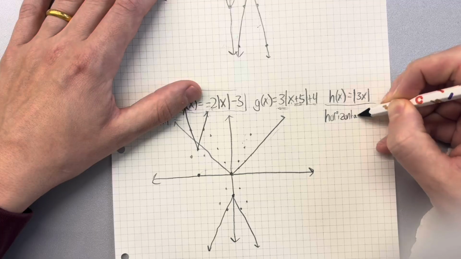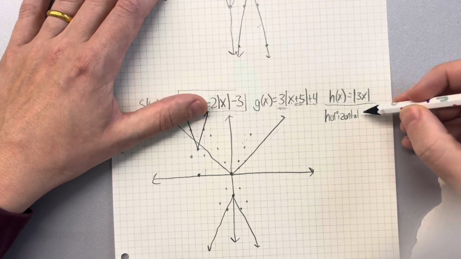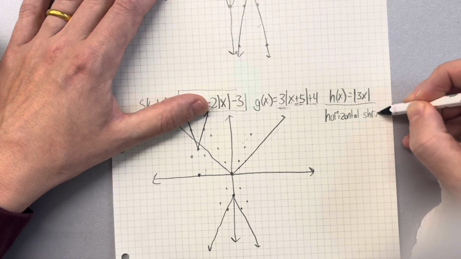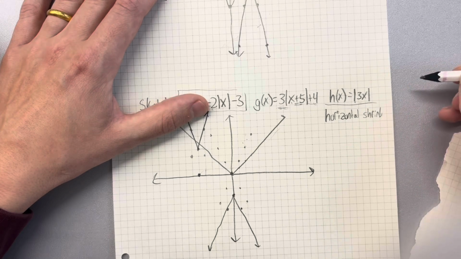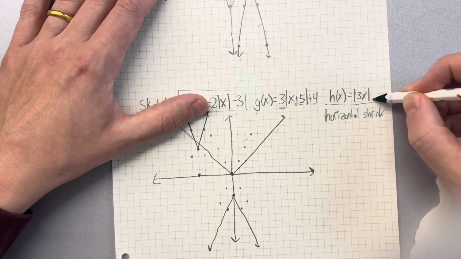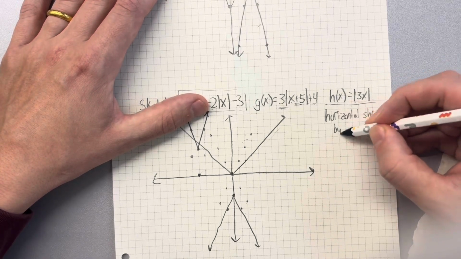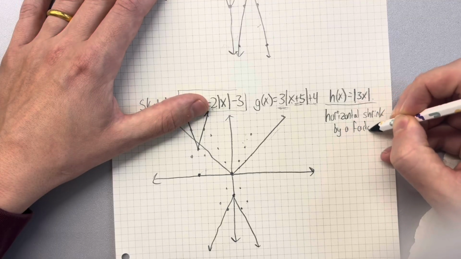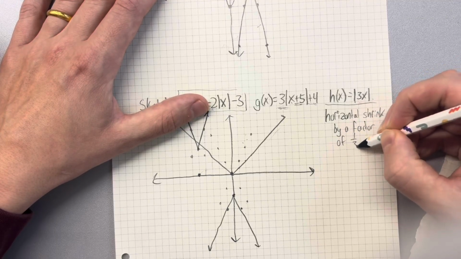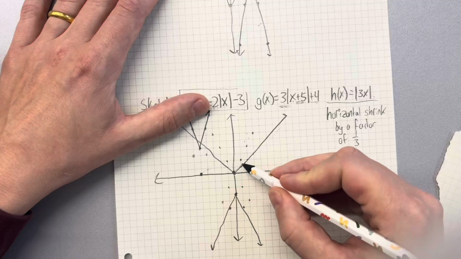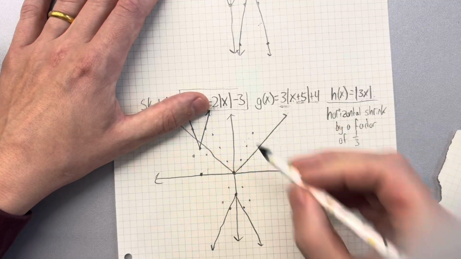And last but not least, starting with absolute value of x, this is technically a horizontal stretch or shrink because it's affecting only x. And it's actually a horizontal shrink because we remember when you affect x, you've got to think in reverse. So even though we're multiplying by 3, we're getting smaller. It's going to be a factor of 1/3.